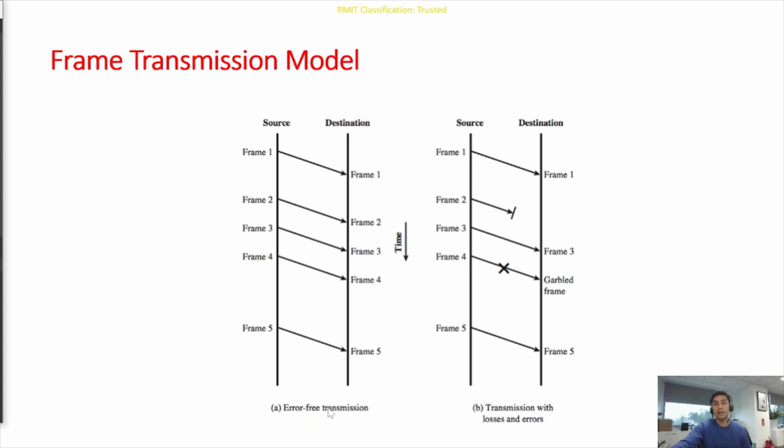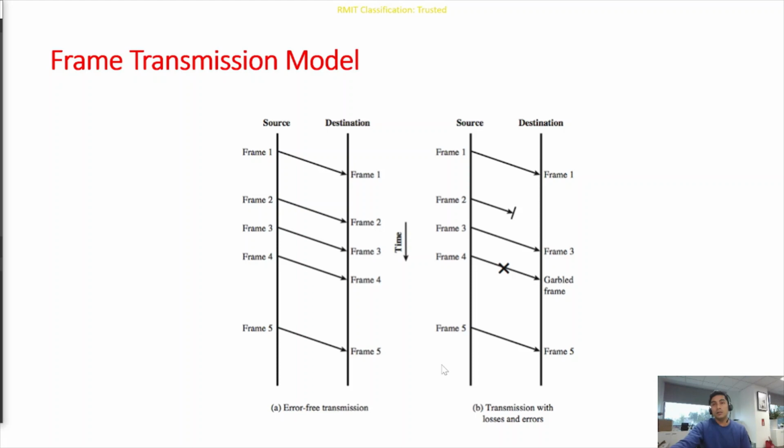To begin with, let's look at the error-free transmission model. Here a source sends data frames to the destination. These vertical lines represent the time, and these lines with the arrowhead represent data frames sent from source to the destination. Here the first frame is sent to the destination and is received successfully by the destination. Similarly, frame 2, frame 3, frame 4 and frame 5 are sent by the source and are received successfully by the destination. Here all the frames are received successfully and there is no error.